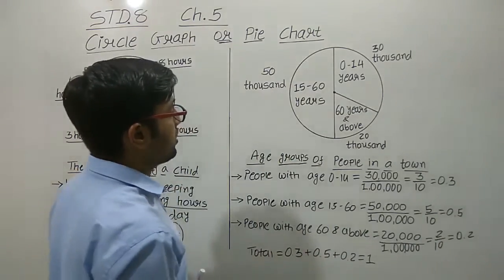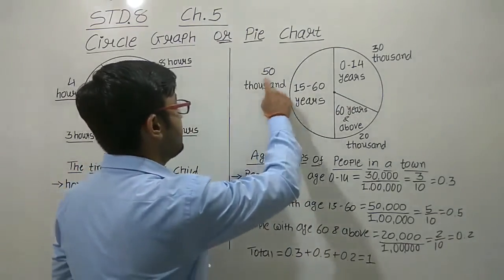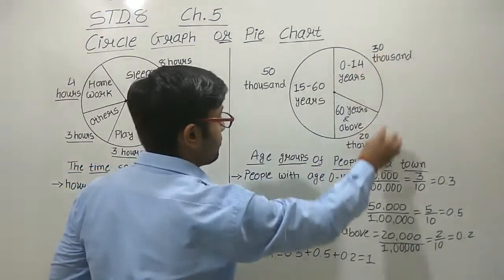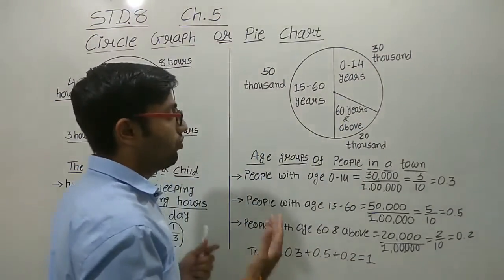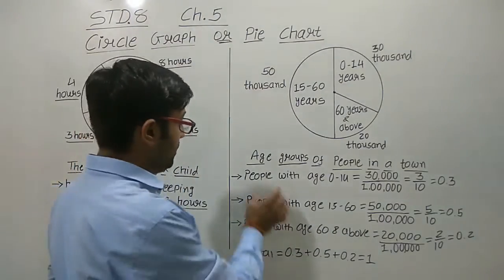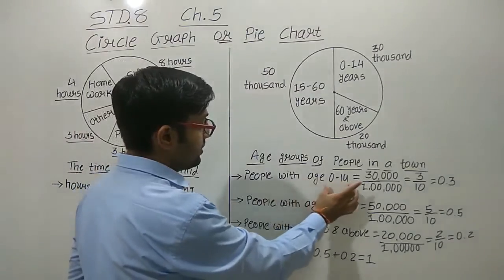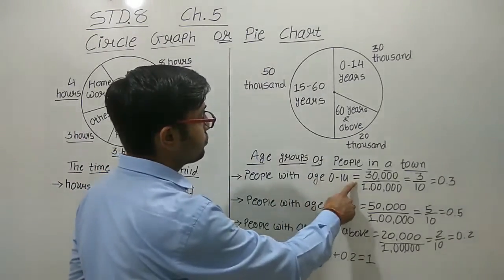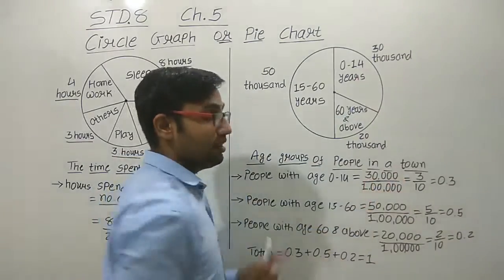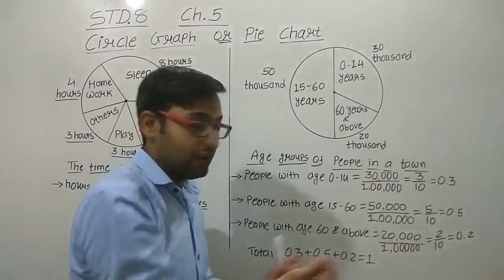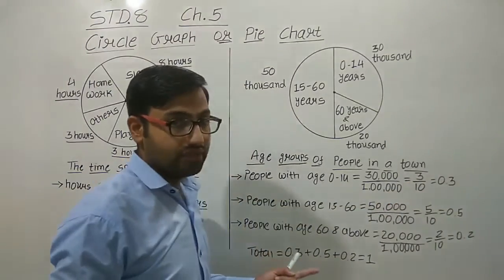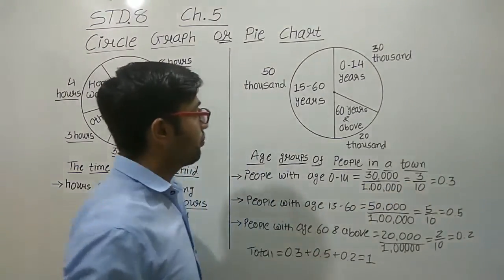First of all, the total people is how much? 50 plus 30 plus 20, that is 50,000, 30,000 and 20,000. Total is 1 lakh. So we have to divide by 1 lakh. The people with the age 0 to 14 years, how many people are there? 30,000. And we have to divide it by 1 lakh, that is the total people. So here we get 3 upon 10, and if we convert into decimal, we get 0.3.